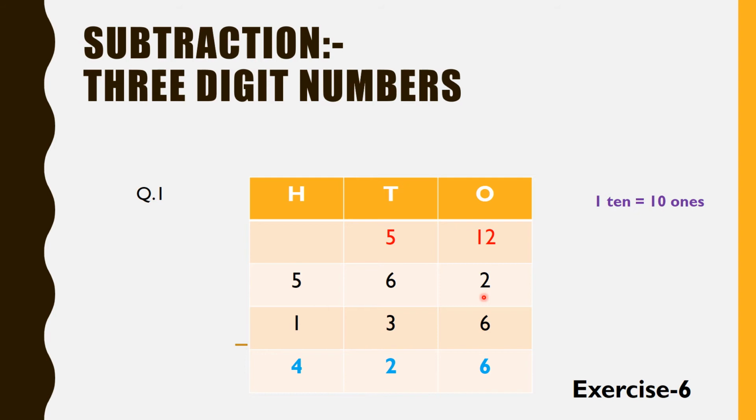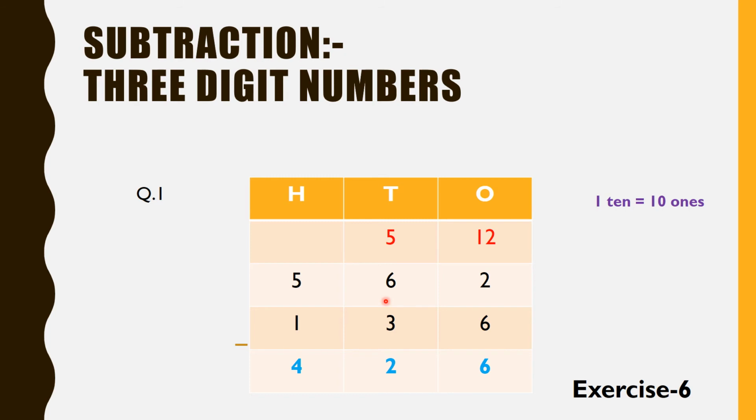So for this reason we have to borrow 1 ten from the tens place. That is, from the 6 tens we have to borrow 1 ten. Now, as you all know, 1 ten is 10 ones, right? So this 10 ones plus 2 ones will become 12 ones, right? Now, from this 12 ones, we can easily take away 6 ones, right? So therefore, 12 minus 6, the answer will be 6, right?